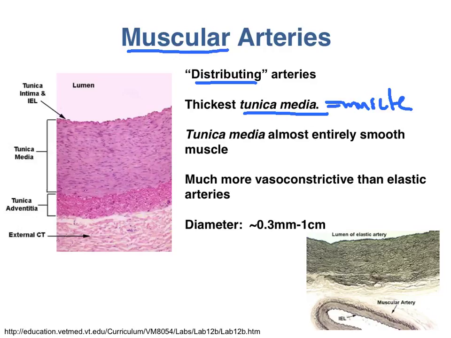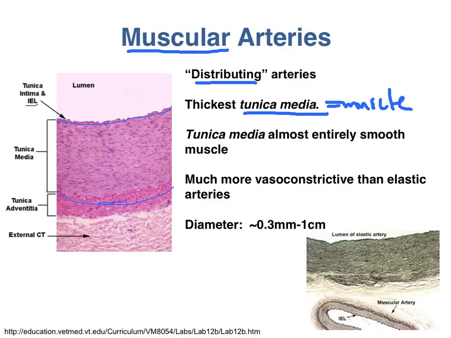In these arteries, the tunica media is almost entirely smooth muscle. They don't have nearly as many elastic fibers as the elastic arteries. They do still have an elastic lamina on two of them, actually. One, the IEL, on the internal face of the tunica media, and a layer of elastic tissue on the external face of the tunica media.